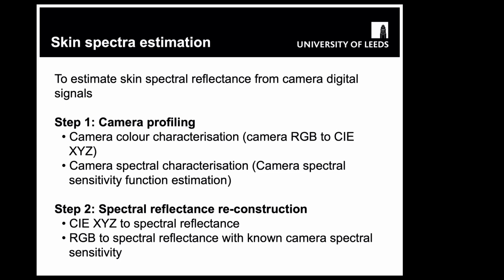Step 2 is really about your human skin color. That's the human skin reflectance reconstruction. Either you do XYZ to spectral reflectance, or you do RGB to spectral reflectance. In that condition, you have to know the camera spectral sensitivity from step 1. Okay. So generally, there is a 2-step process, and each step can generate an error.